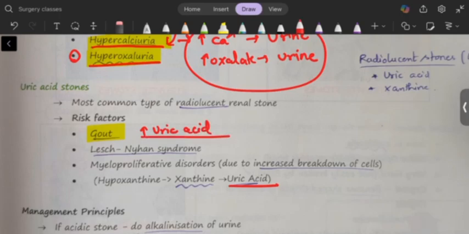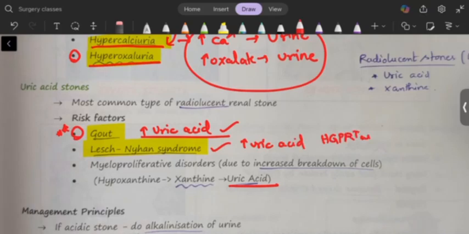So because of increased uric acid, there will be accumulation of uric acid in the joints, and this will lead to joint pain, which is called gout. Other than that, there is a syndrome called Lesch-Nyhan syndrome, in which again this is also because of increased uric acid, and there is an enzyme deficiency here called HGPRTase.